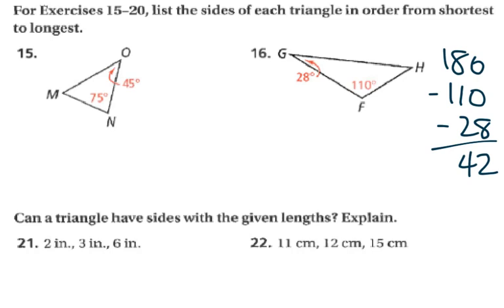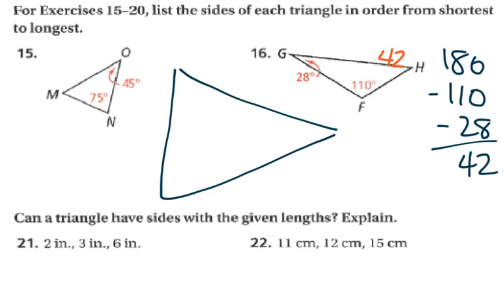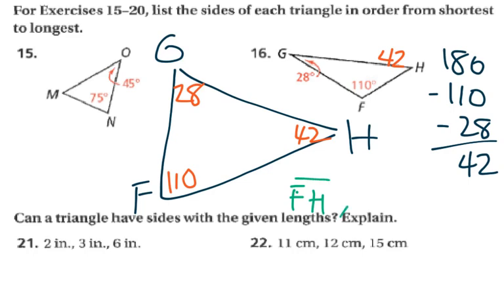Okay, so this one you should have had 42 here. And then you could have drawn it again, and I am going to. And it doesn't matter if you don't draw it exactly the same, as long as you get your letters right. And I got 28, 42, and 110. So I should have got FH, and then I would have had FG, and then I would have had GH.